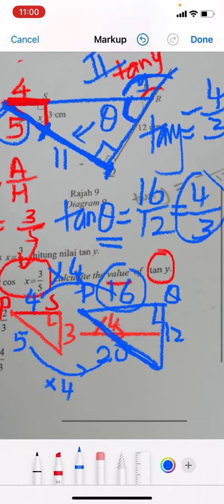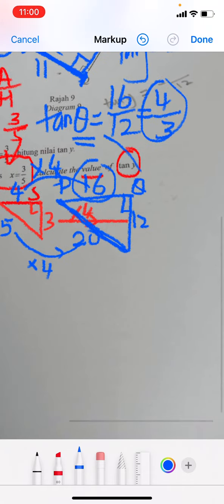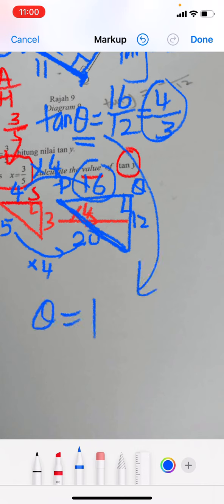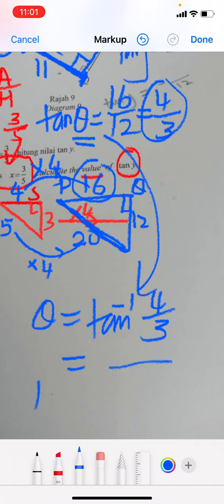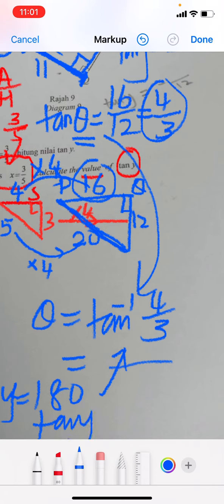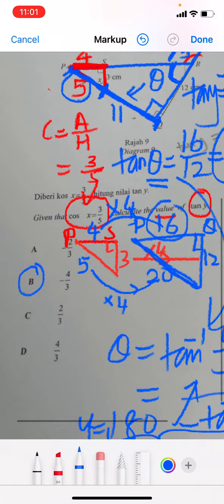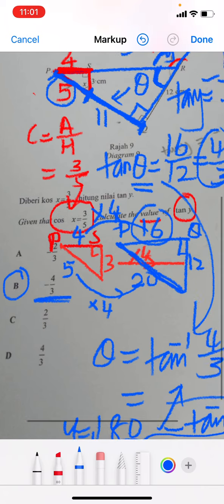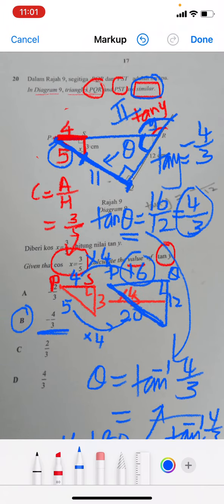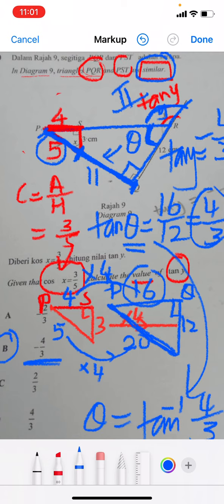If you still cannot understand, you can press the calculator to find theta from 4 over 3. Then with this theta, you take y as 180 minus this angle. Then you press the calculator tangent of 180 minus this angle. You will get the answer, but it's in decimal. So that is not a wise method. The best method is we always find the acute angle.